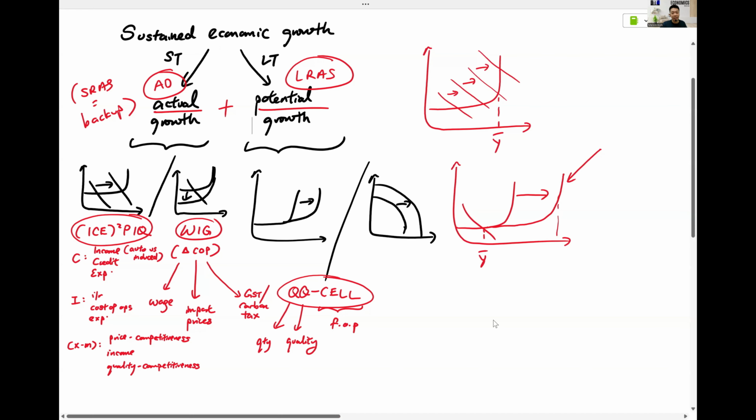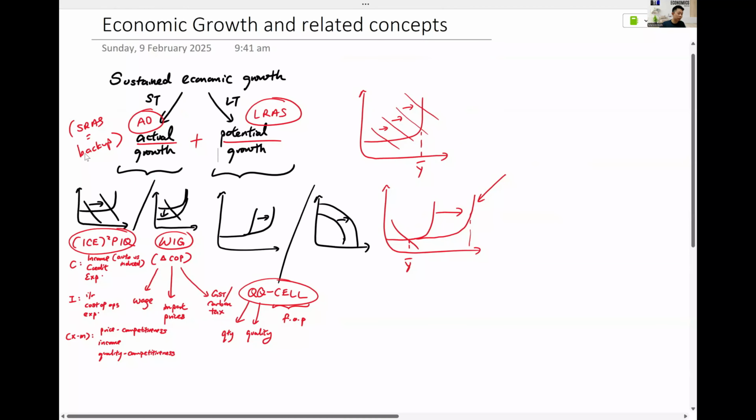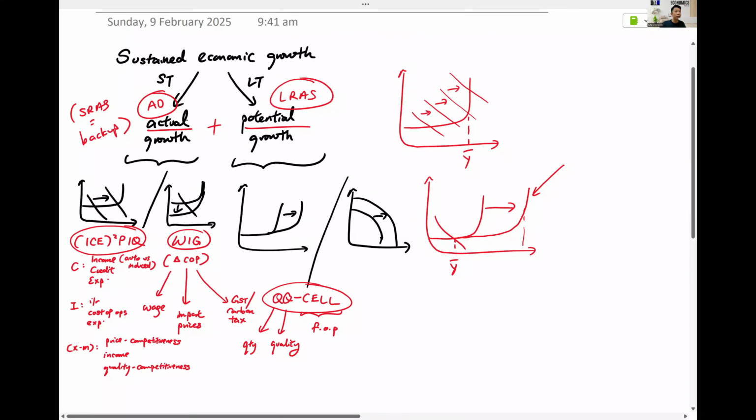Okay. One of you asked, how come I write actual growth SRAS as a backup? Because if the question asks what causes economic growth, you just need R1 and R2, usually AD, LRAS, job done. SRAS is more in case, this is a case study, you cannot find any trigger for AD, then you look at SRAS. That also contributes to actual growth. Very good question. Okay. Are we all okay on Zoom?